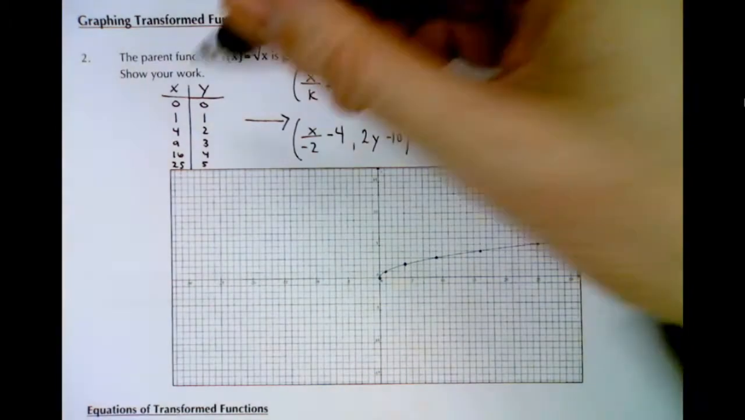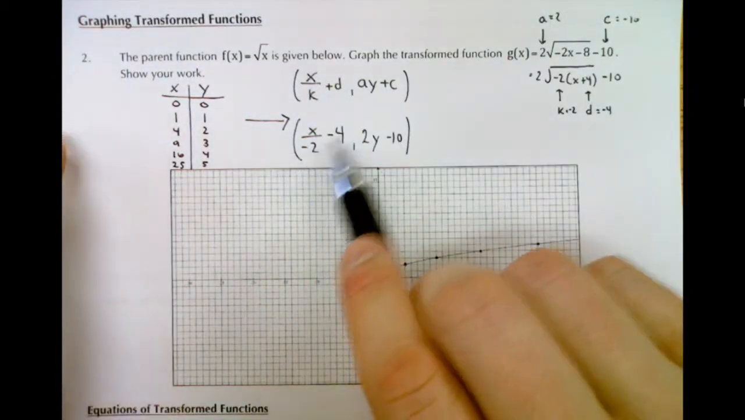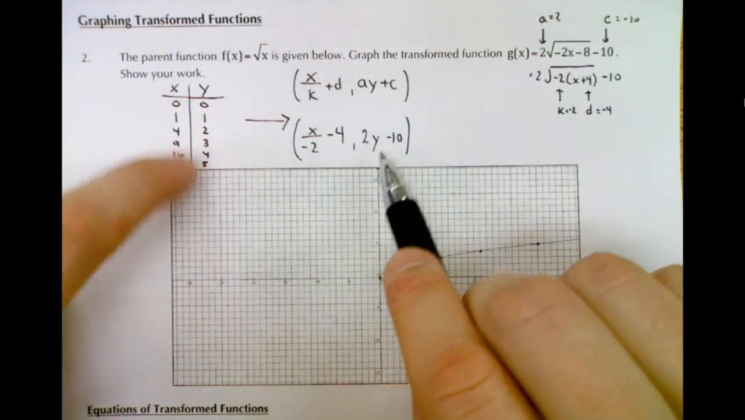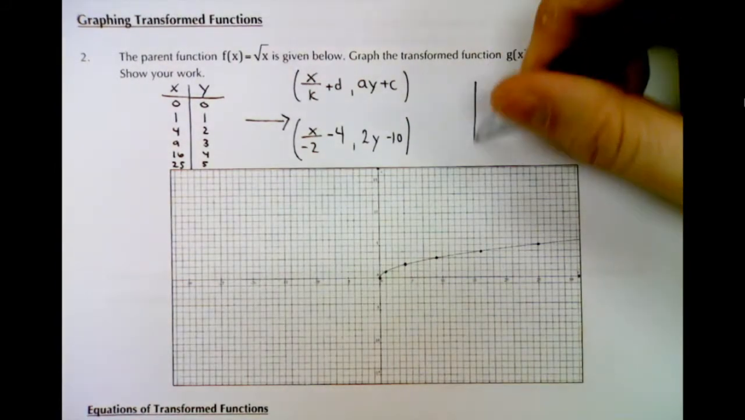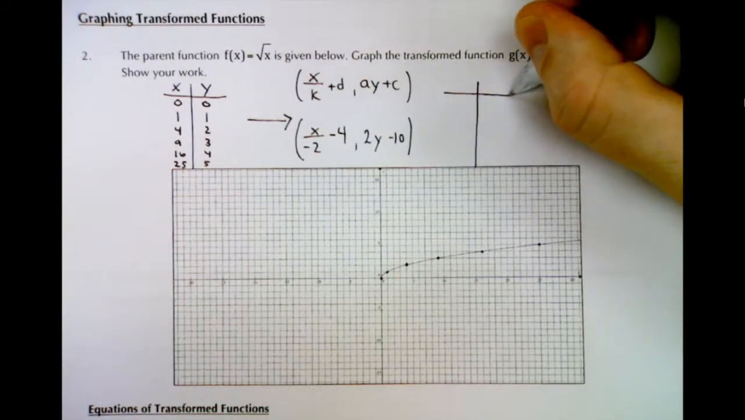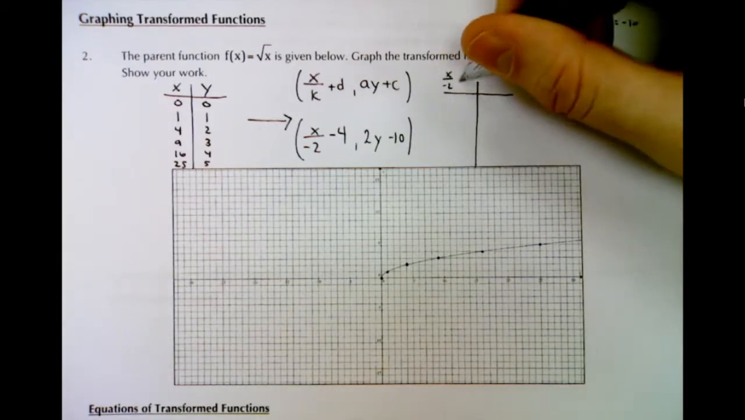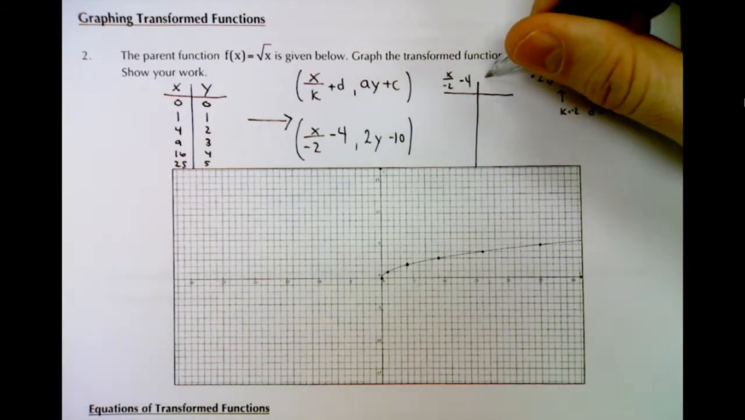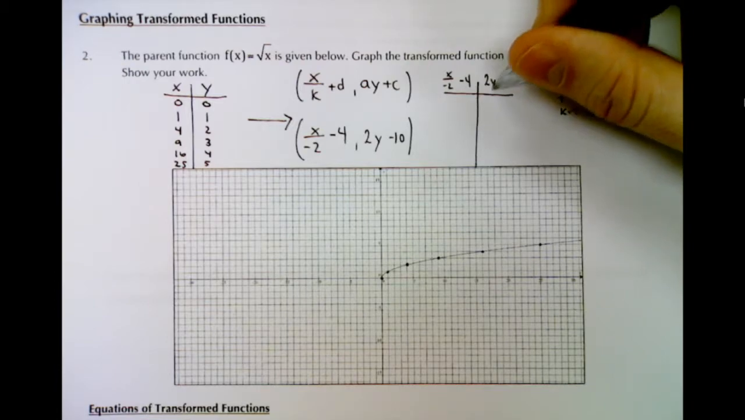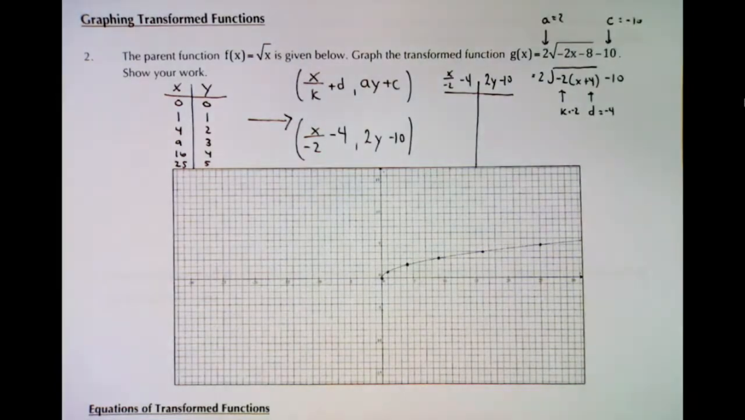So we have an original table, and if we do these operations to all the x's and these operations to all the y's, we'll get a new table. So I'm going to rewrite that. X, we're going to divide it by negative 2, and we're going to subtract 4. A is 2, so 2 times y, minus 10. We're going to take our y's, multiply by 2, and subtract 10. This one seems a little bit easier.